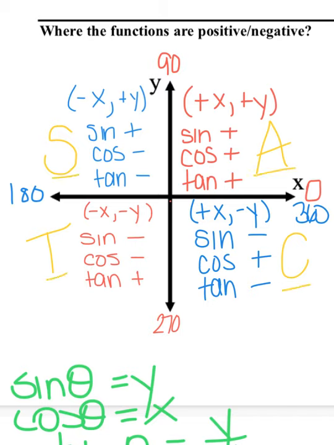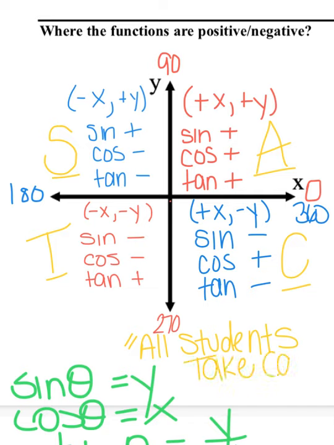I guarantee a phrase that your Algebra 2 teacher will use next year, that we're going to use now, is all students take calc. A, S, T, C, starting with the first quadrant, and then it moves around just like how you would move a positive angle around. Okay?